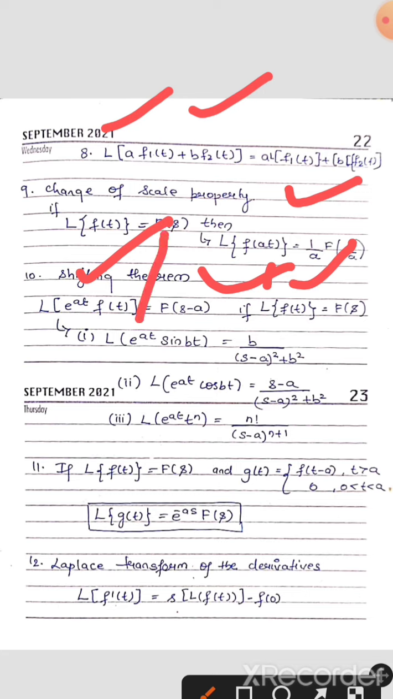The Laplace transformation of e to the power of at into sine of bt is b by (s minus a) square plus b square. The Laplace transformation of e to the power of at into cos of bt is (s minus a) by (s minus a) square plus b square. The Laplace transformation of e to the power of at into t to the power of n is equal to n factorial by (s minus a) to the power of n plus 1.